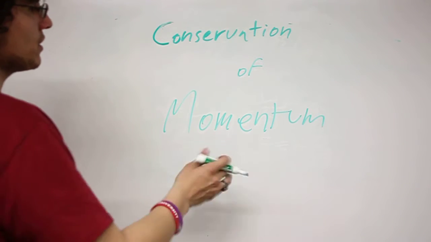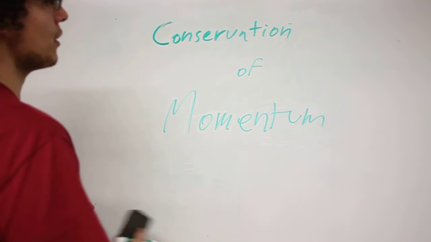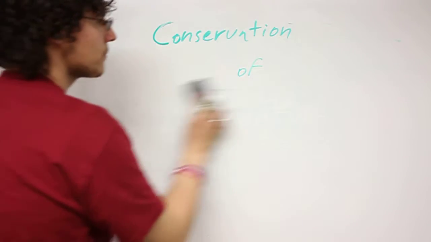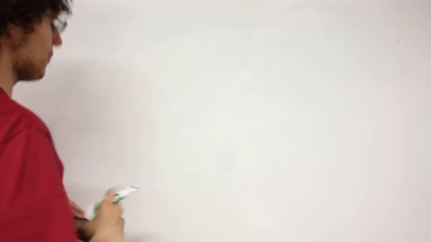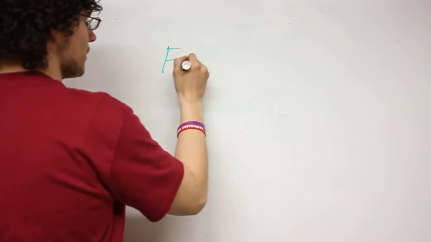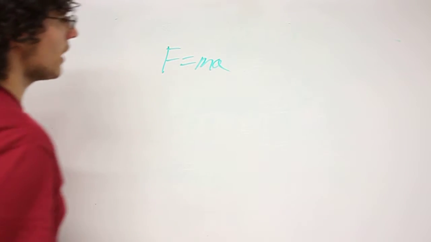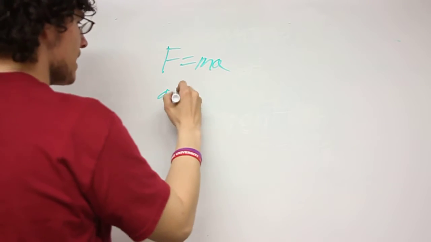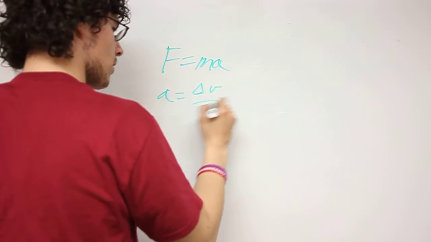Right, so conservation of momentum. First thing you want to know is, what is momentum? Starting from the very familiar equation, F equals ma. Now, what is a? a is your change in velocity over your change in time.